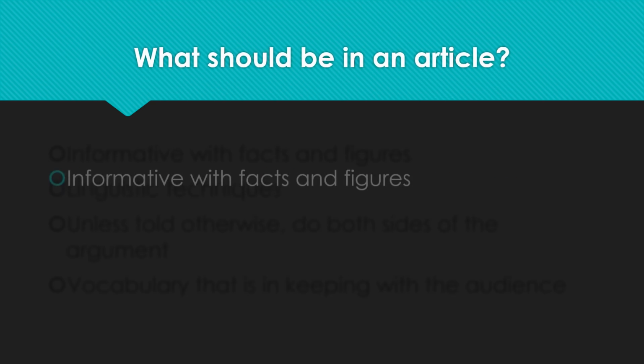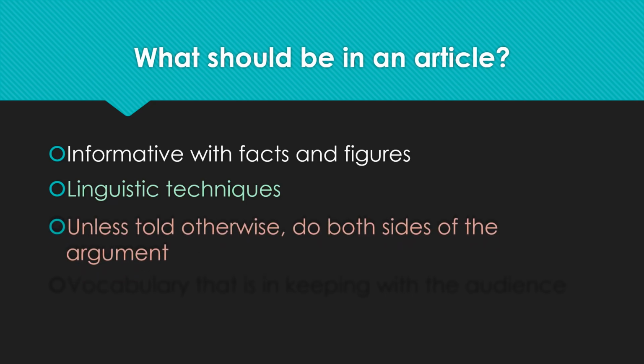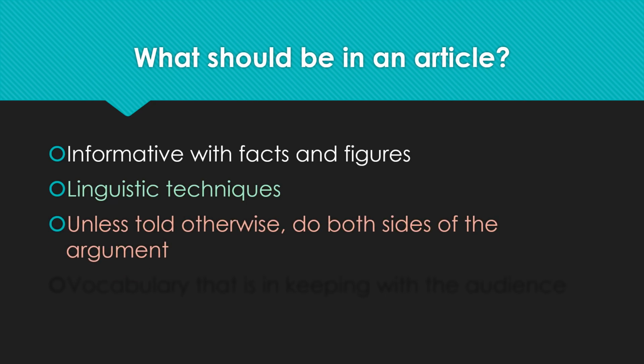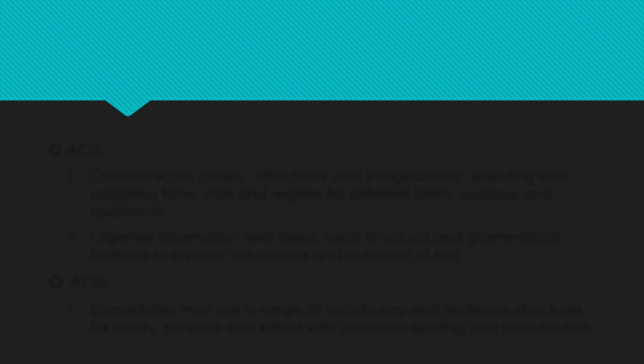So what should be in an article? It should be informative with facts and figures. Linguistic techniques are a must, so you need to have persuasive devices and possibly some rhetorical techniques. Unless told otherwise, you do both sides of the argument because a newspaper is there to inform. And vocabulary that is in keeping with the audience. So like I said, if it's for your peers, your audience, then your vocabulary is going to be different. But if the audience is for a broadsheet, then your vocabulary is going to be a bit more advanced.